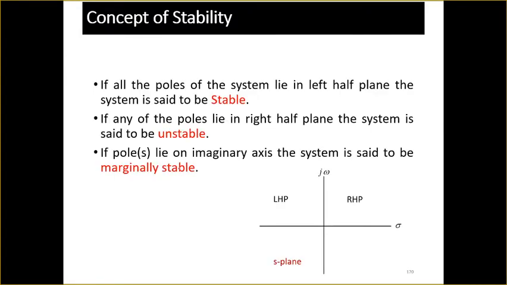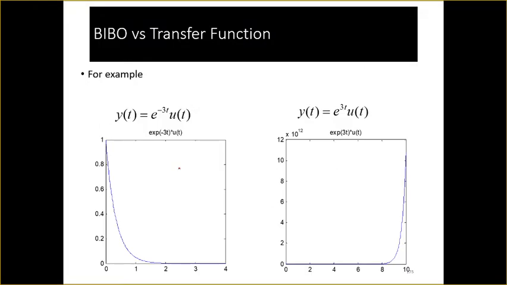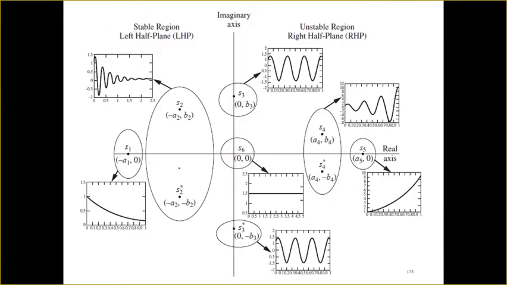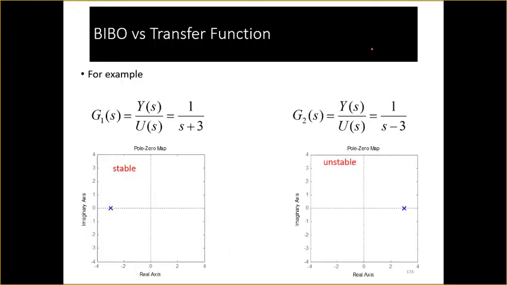So as you have seen here, the system is said to be stable or unstable, okay. You can see from this picture. Let's say there are different types of poles.